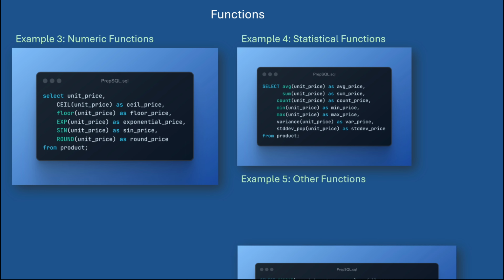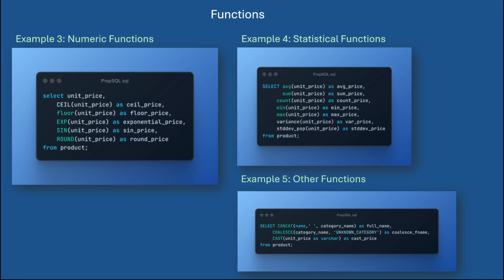Uses of the other functions are: select concat of the name and category name as full name, so concat name, comma, a space, and then category name. Coalesce uses category name, comma, 'unknown category'; if the category name is null, it will fill with 'unknown category'. And cast unit price as varchar. The unit price was double, a numeric value, and it changes to varchar as cast_price, from product.